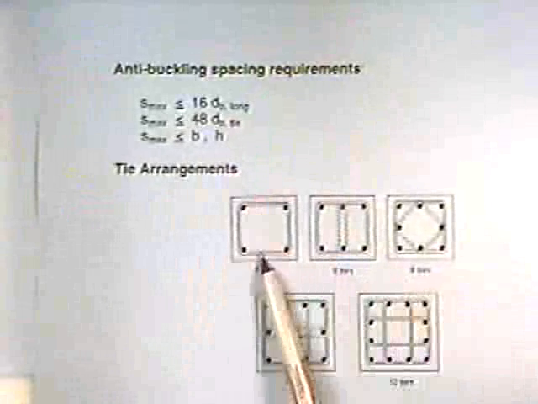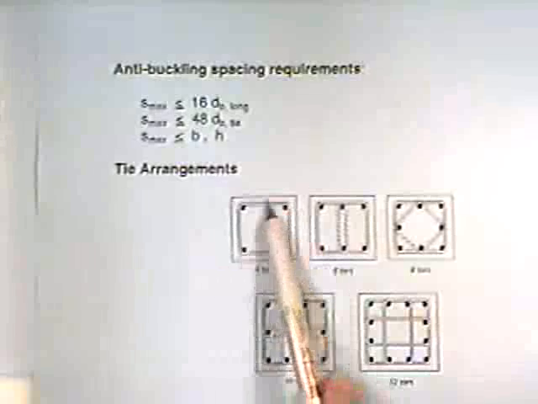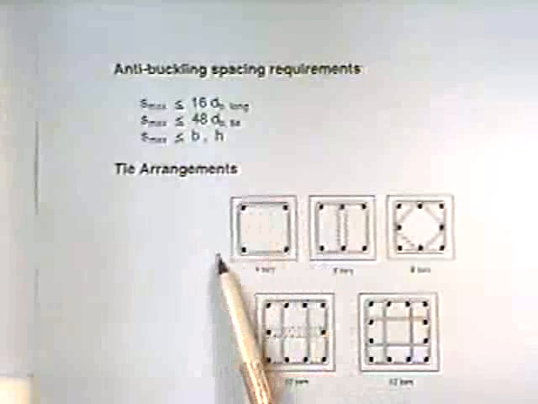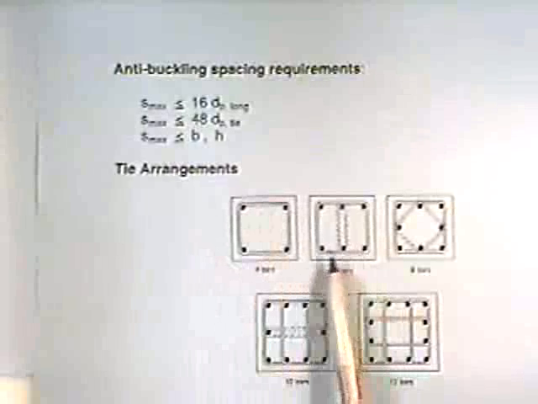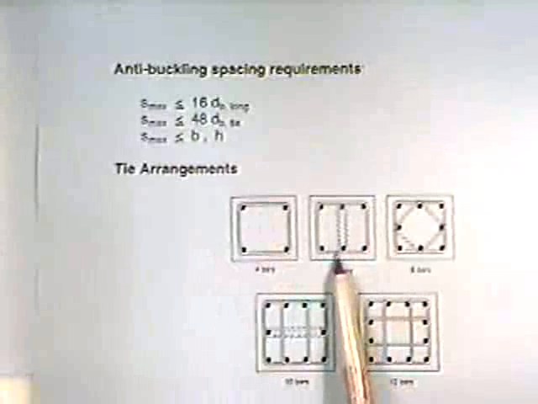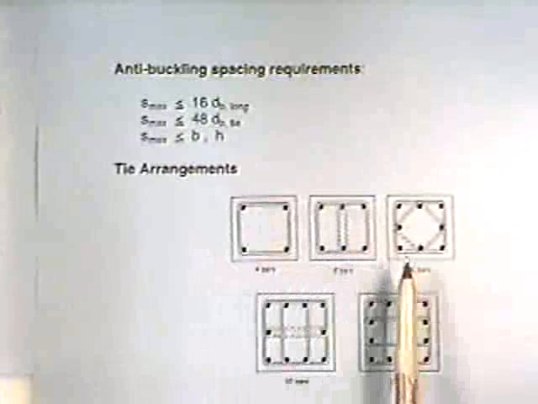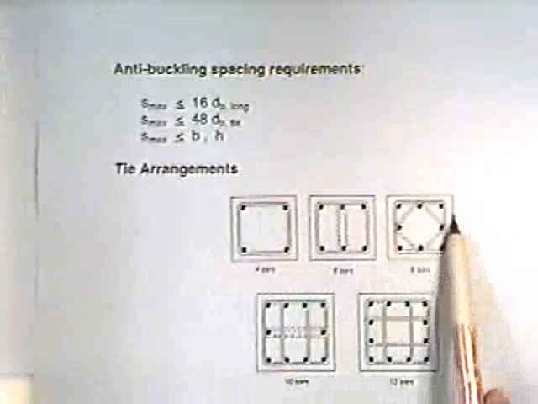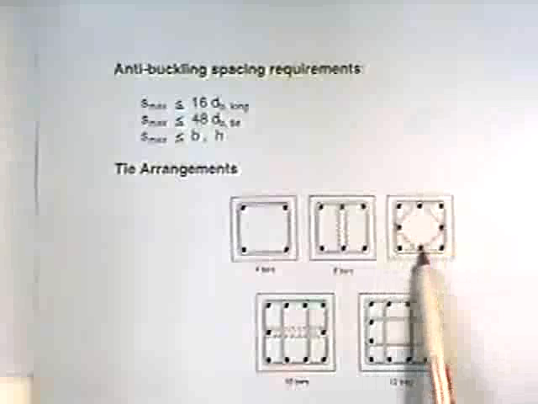Tie arrangements: if you have a 4-bar column, it is pretty much going to be a stirrup that goes all the way around. If you have a 6-bar column, it goes all the way around, and there could also be an additional one in the middle, possibly, if you need it. If you have 8 bars, you could have a tie on the outside of all these, plus the diamond shape.